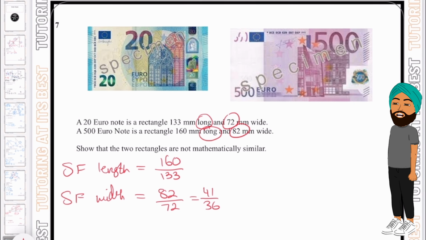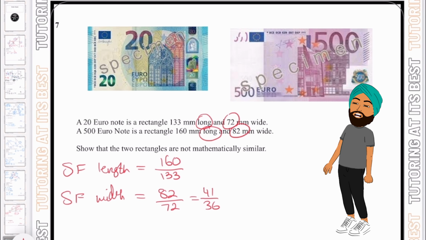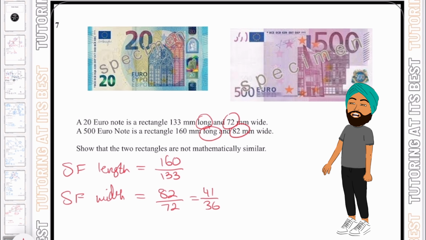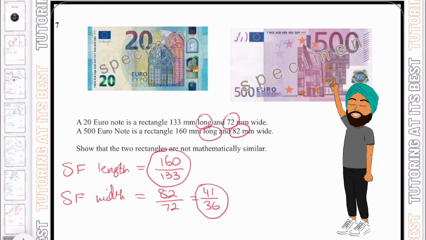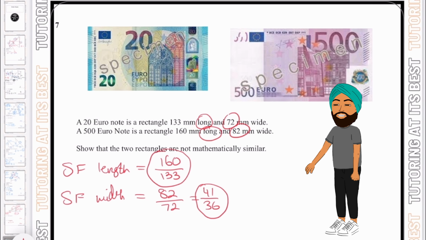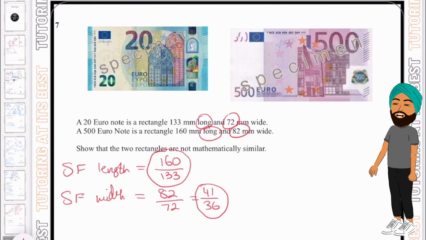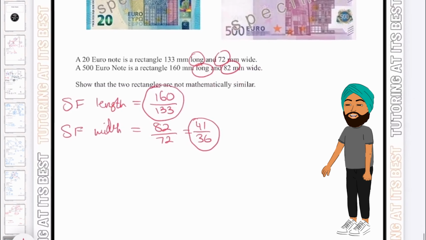And now we need to prove that this is not mathematically similar. Now, we already know that the scale factor for the length is not equal to the scale factor for the width. And what that means is that in order to divide 41 over 36 and 160 by 133, the answer should be the same. But because the answer is not the same, we now know that the scale factor for length is not equal. Therefore, they are not similar.